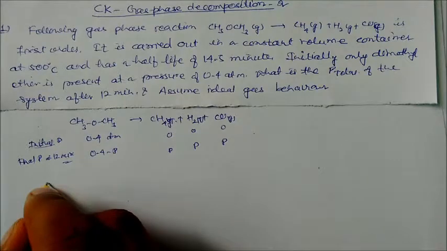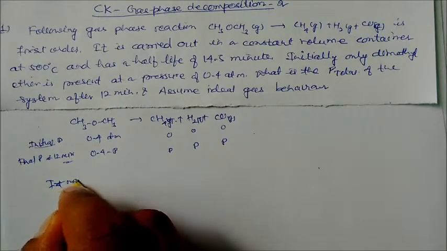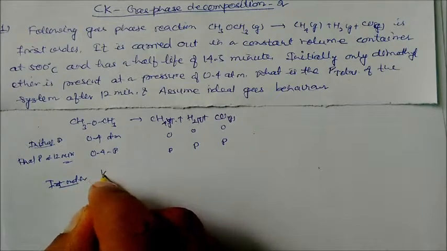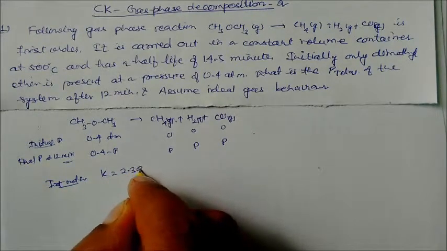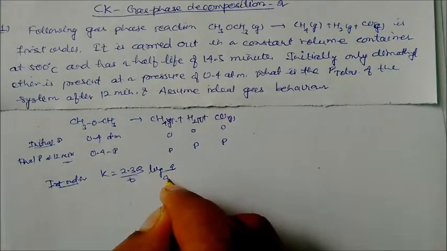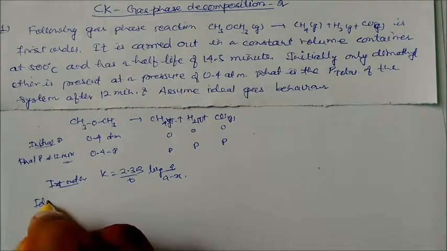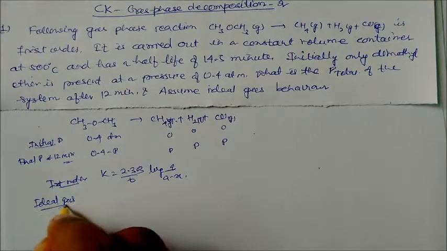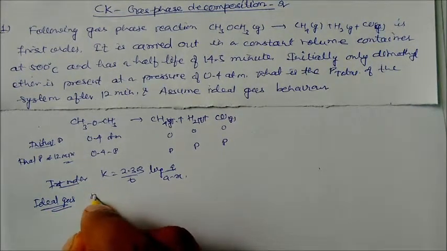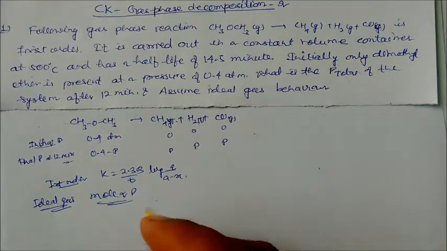Now first order reaction we know very well. For first order reactions we write K is equal to 2.303 divided by t, log of A divided by A minus X. And one more thing we know, moles is proportional to pressure. For an ideal gas we know very well that mole is proportional to pressure. So we can convert this moles into pressure.